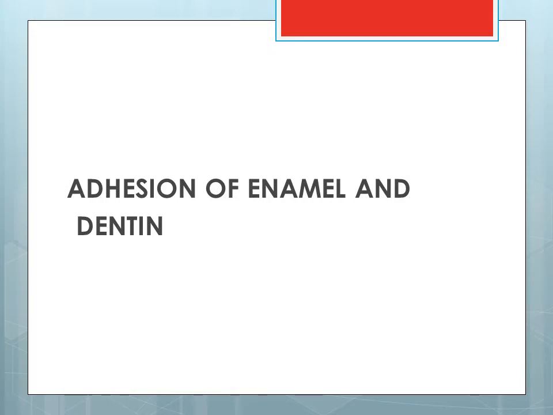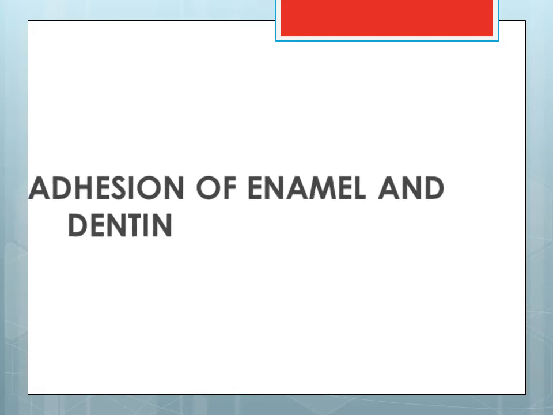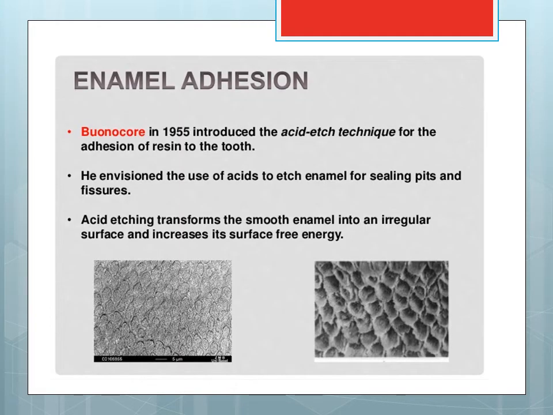Now let's move on to adhesion of enamel and dentine. We will look at it separately. Enamel adhesion was proposed by a dentist, Buonocore, in 1955, and he introduced the acid etch technique for adhesion of resin to the tooth. As discussed earlier, we use acids to etch the enamel for sealing the pits and fissures, for enlarging and opening up the enamel tubules, for increased surface area to ultimately get better adhesion.